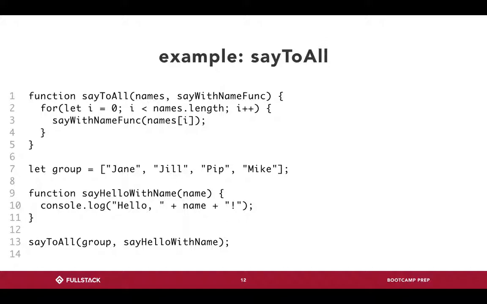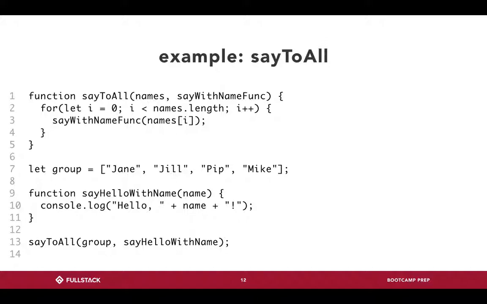Undefined. So that was the only thing to do in our for loop. We hit this bottom curly brace, come back up here, and we increment the index. Index is still less than the length, so we plug i in now. i is 1, which is Jill. And we give it to that say with name function, and we log out hello Jill.